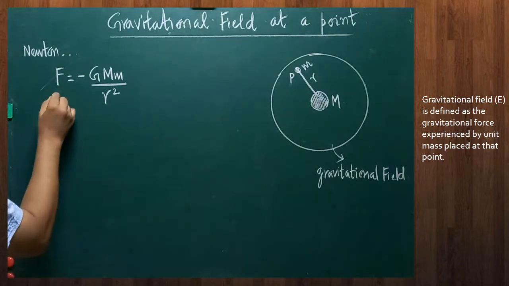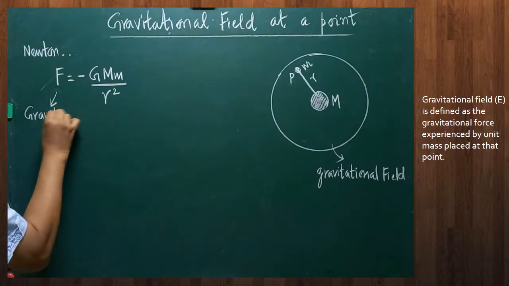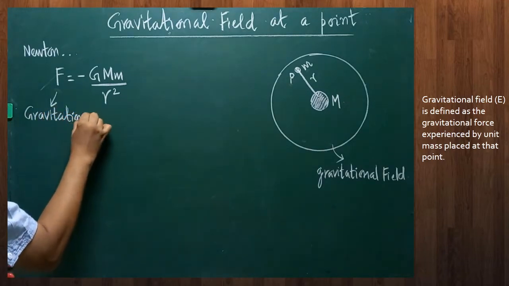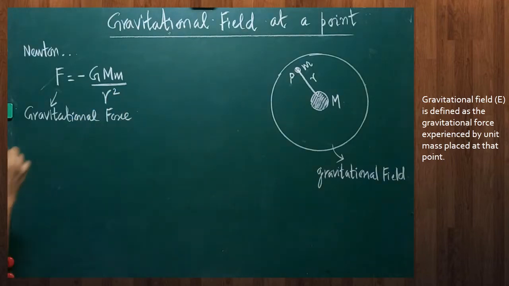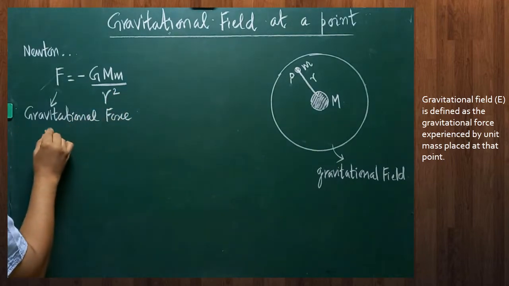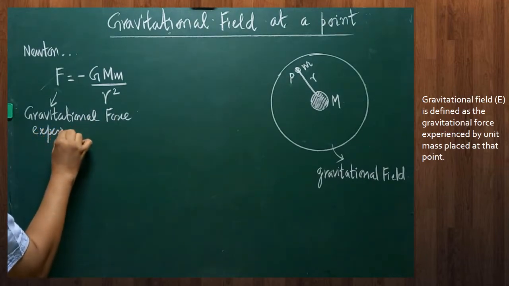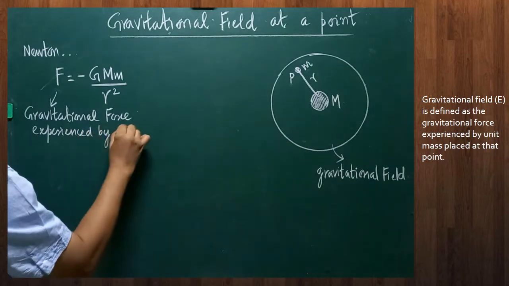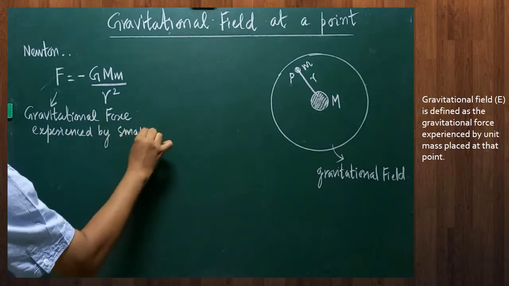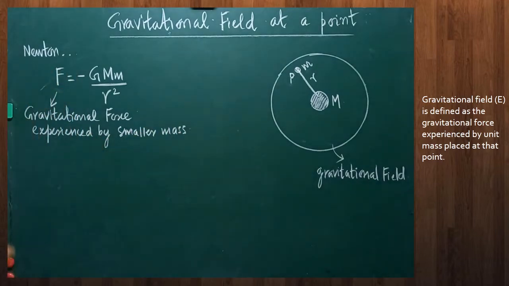So from this expression we are able to calculate the gravitational force experienced by small m. Are you clear? Gravitational force experienced by which one? The smaller mass. Are you clear? So this is the formula which is obtained from Newton's gravitational law.